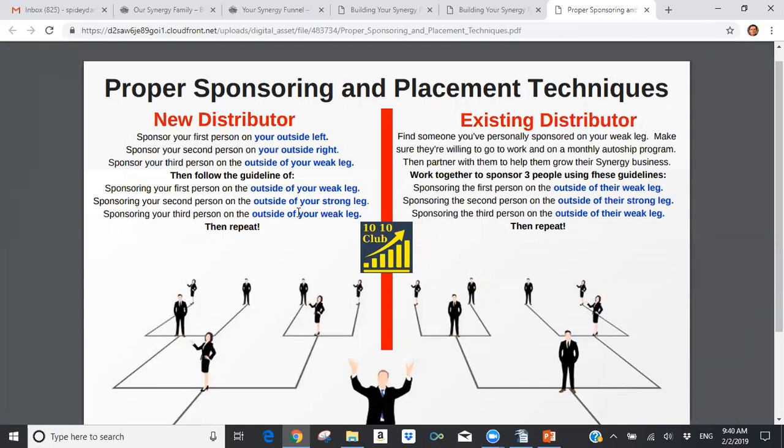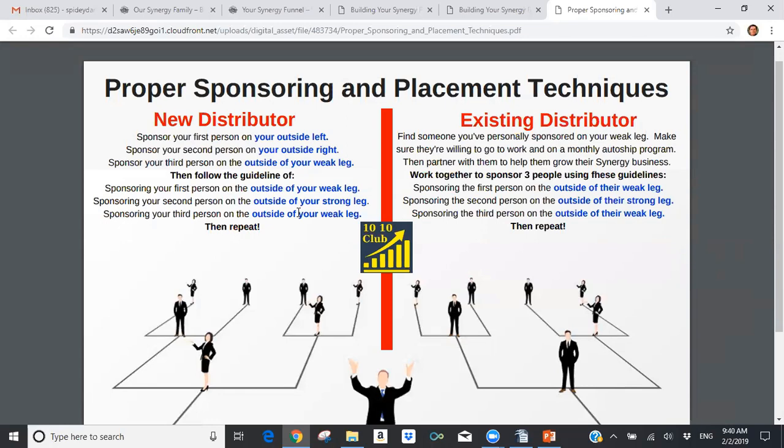I mean, if they're applying the 10-10 club, right? What's the application of the 10-10 club? It's building to 10 committed Synergy distributors. So you need to know how to place them on your left and right hand sides, and teaching that down through your organization.